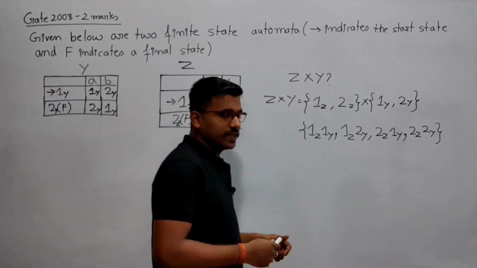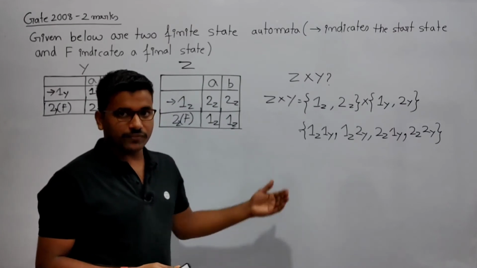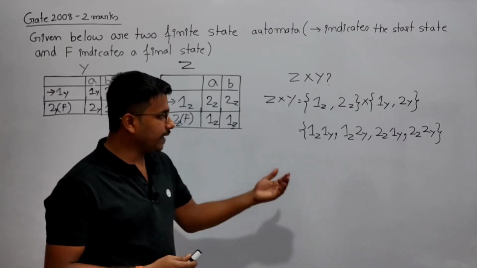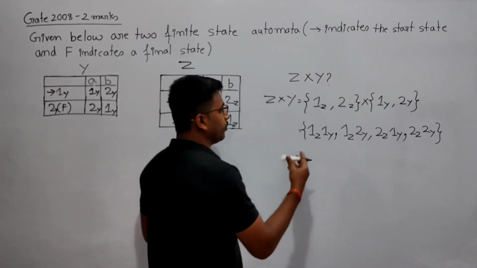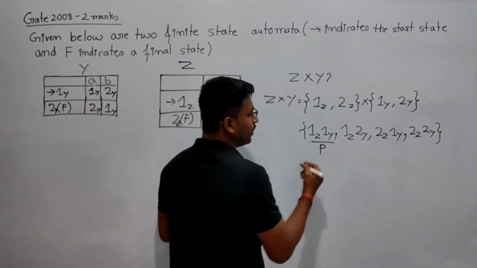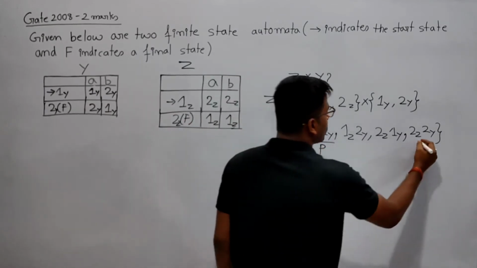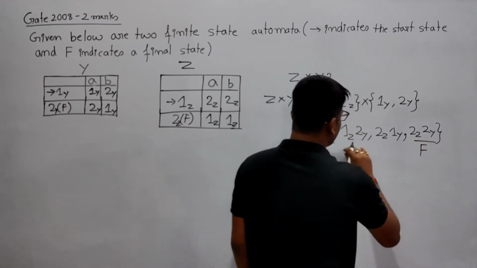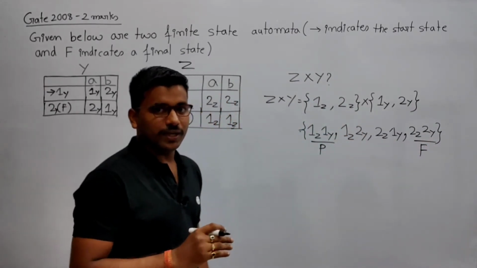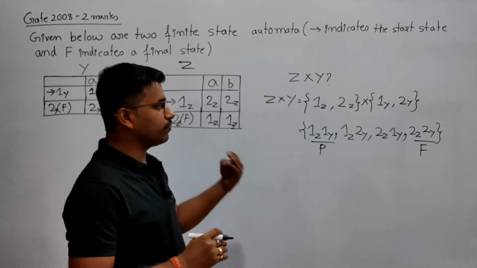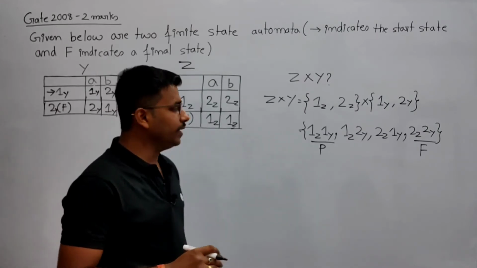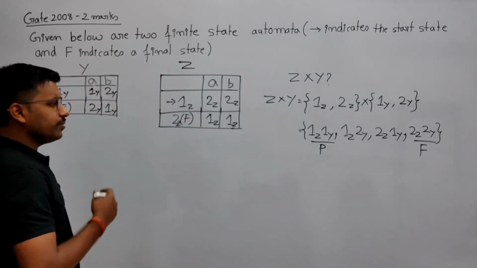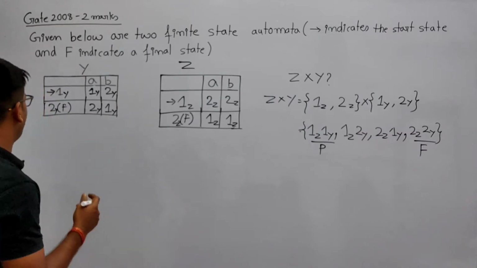In your options, out of the 4 options, they are indicating the initial state by P. Okay, they are using P to indicate the initial state and F as the final state, and for the rest they are using Q and S. We will see which one is going to be Q and which one is going to be S. Now try to find the transitions.